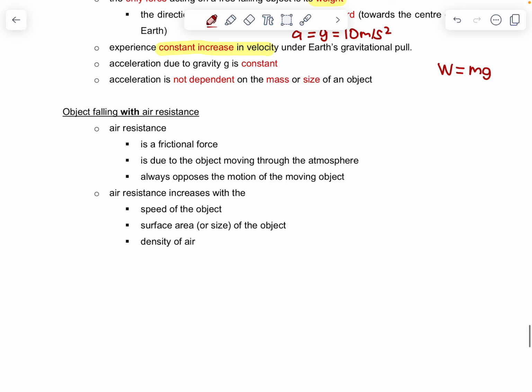Next, object falling with air resistance. Air resistance is a frictional contact force. It's due to the object moving through the atmosphere, or moving through air, and it always opposes the moving object. So friction opposes motion. This air resistance increases with the speed of the object, surface area, or the density of air. Okay, and that's the end.